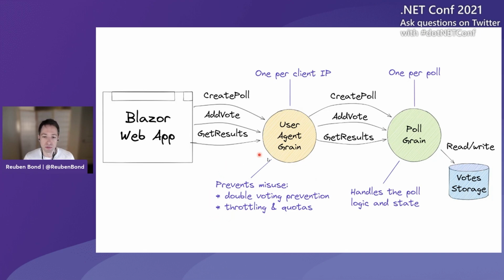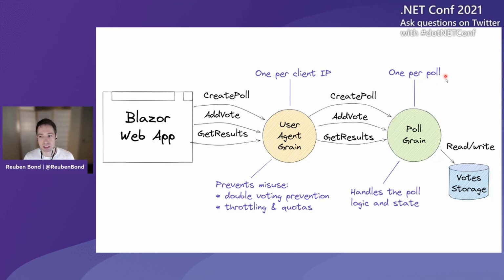And so what I've done here is we've changed our design a little bit. We've still got the poll grain. We've still got the Blazor web app. But now we've added this new grain in the middle. I've called it a user agent grain. So it acts on behalf of the user. And the idea here is we're going to have one of these user agent grains per client. And we'll just key this one off of the client's IP address.